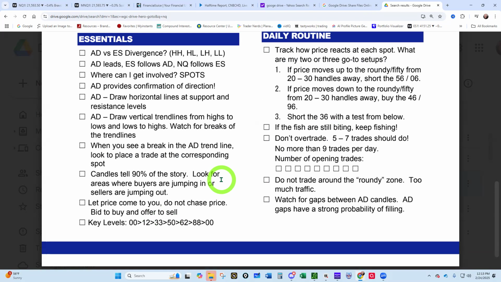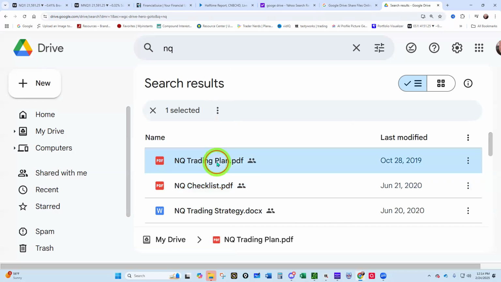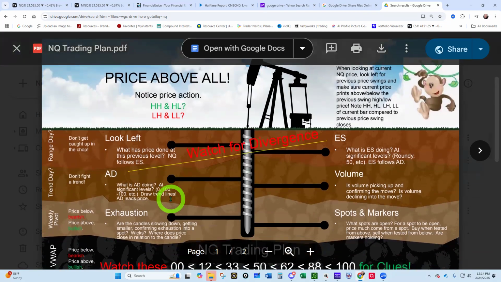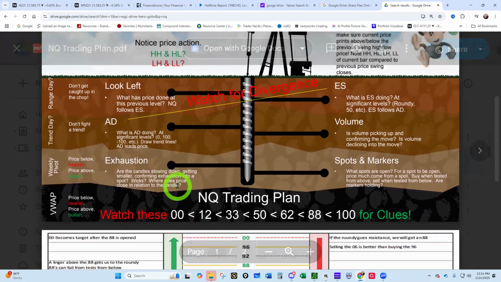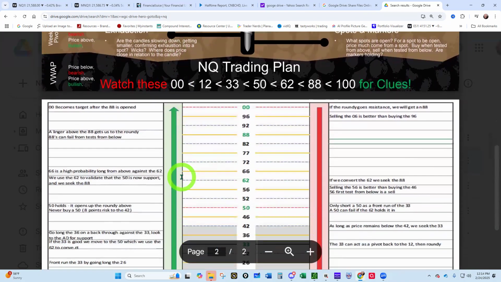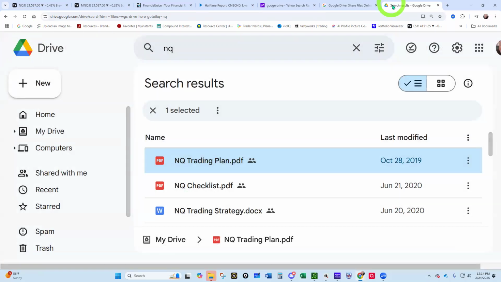Yeah. So we'll figure it out. And I had another NQ thing here, NQ trading plan. Oh yeah, this was this. Don't get caught in the chop. Don't fight a trend. What is AD doing? Are the candles showing exhaustion? And here was the spots and the markers that he had. If we convert the 62, we're going to this 88. So we'll figure it out. We'll use some of this stuff, but we'll come up with it.